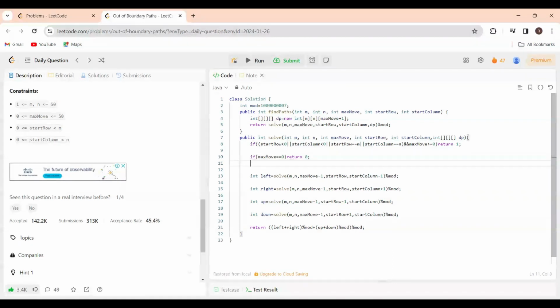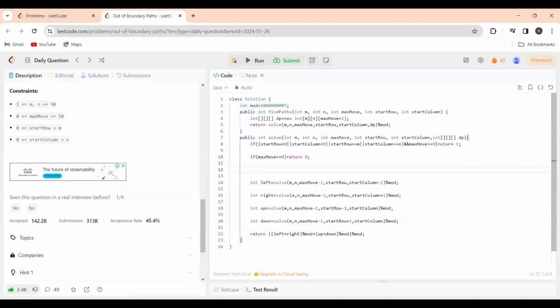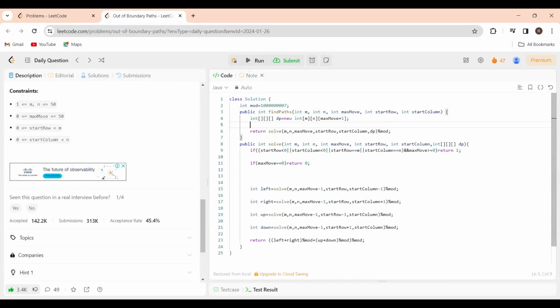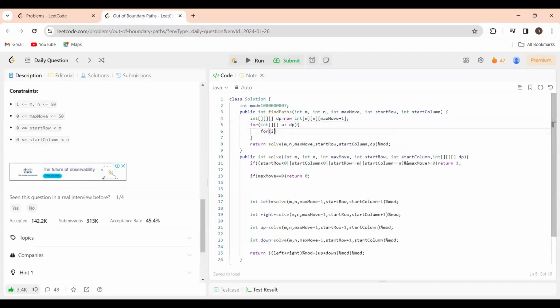Okay, after checking the base condition, we need to check whether it is present in DP or not. Before that, we need to fill all the values of DP with -1. So we will do that here: for each a in dp, for each b in a, Arrays.fill(b, -1). So this is how I'll be filling all the values of DP with -1. Now my DP is filled with -1. So if my DP value is not equal to -1, then there is a valid answer there, and I just need to return that.